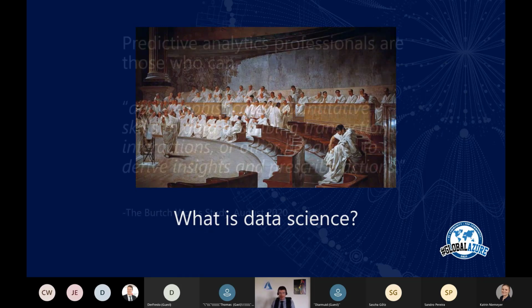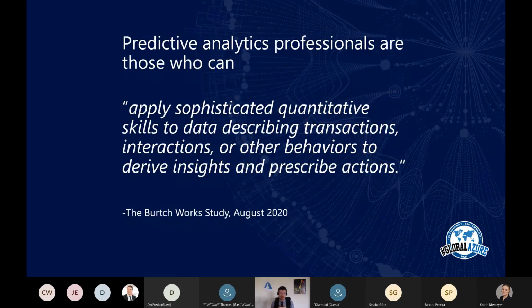So what we do have, I've taken one definition. As I said, there are many different ones. I worked with an American organization, the Burtch Works. They do reports once a year about income levels. In this case, they had a specific work study in August 2020 on data in the field of data science. And they have given multiple definitions. What they started with is the overall group of predictive analytics professionals. They call them PAPs. And they define them as those that apply sophisticated quantitative skills to data describing transactions, interactions, or other behaviors to drive insight and prescribe actions.